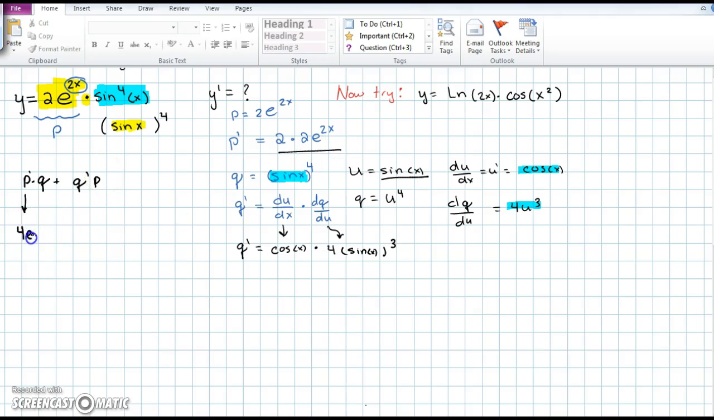4e to the 2x times my original q, sine of x to the fourth, plus q prime was cosine x times 4 sine cubed of x times p, and p was 2e to the 2x. So our final answer is all of the blue multiplied and added together is shown.